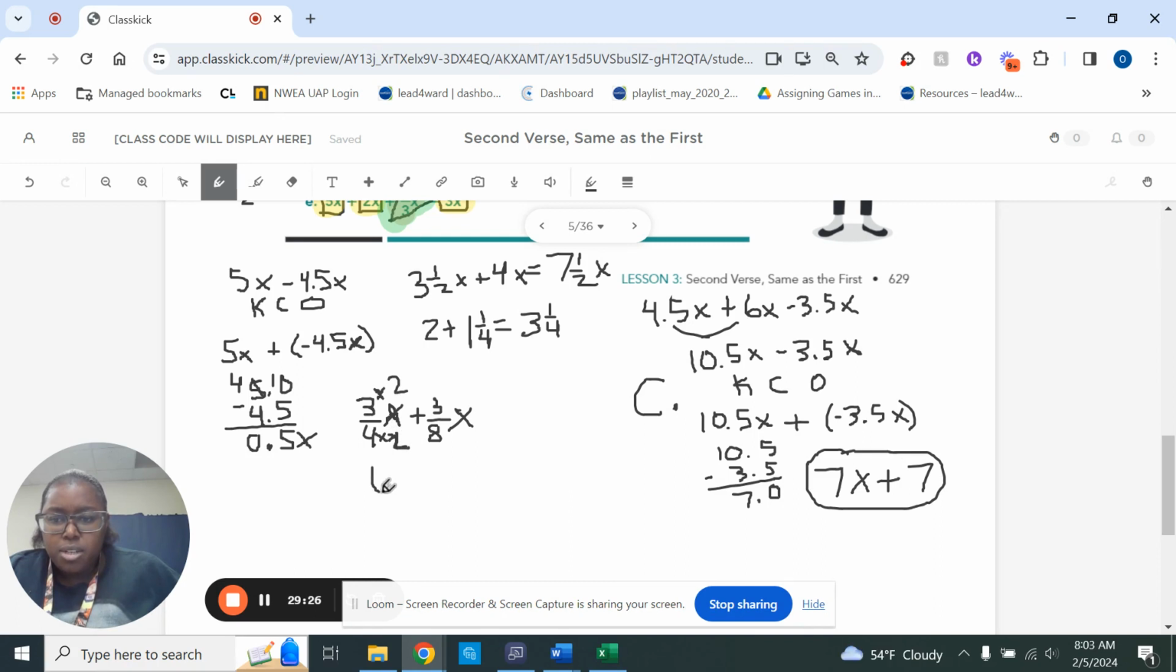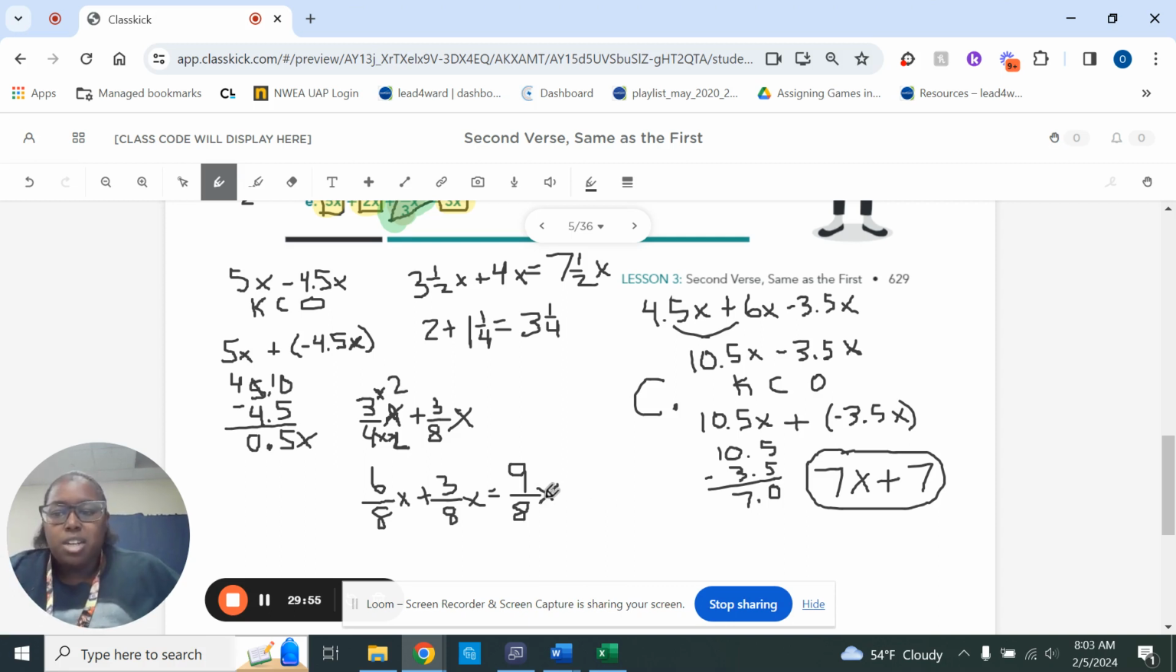So this gives me 6/8 x plus 3/8 x. So now that my denominators are the same, my denominator stays the same, and my numerator is 6 plus 3, which is 9. So that is 9/8 x.